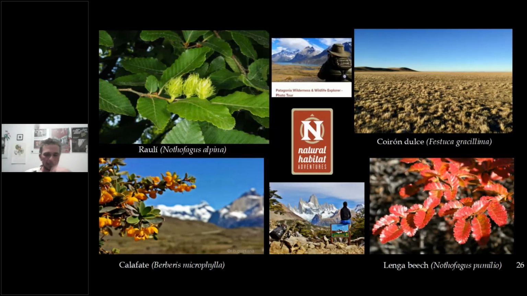And finally, the amazing Calafate, which is considered the symbol of Patagonia, is an evergreen shrub whose berries are edible and used to make very, very good jam. A legend says that by eating these berries, you return again to Patagonia at least another time in your life.